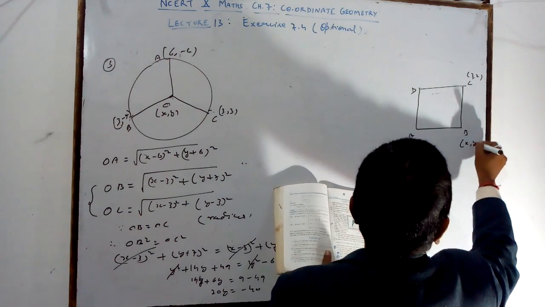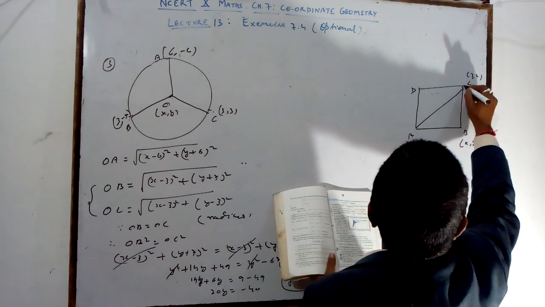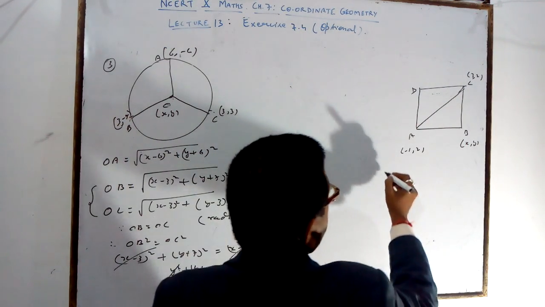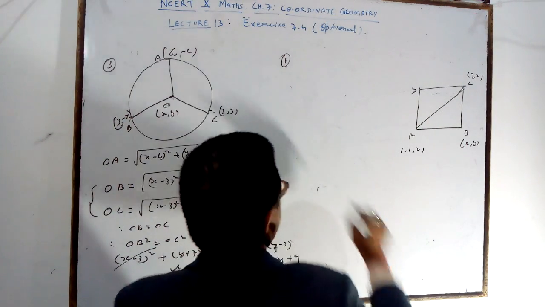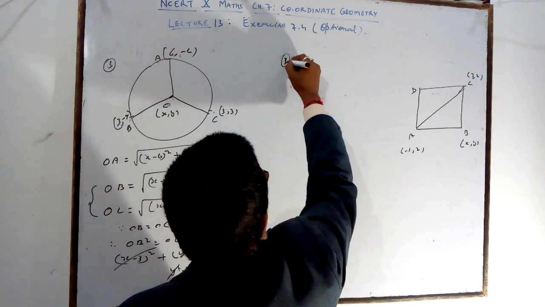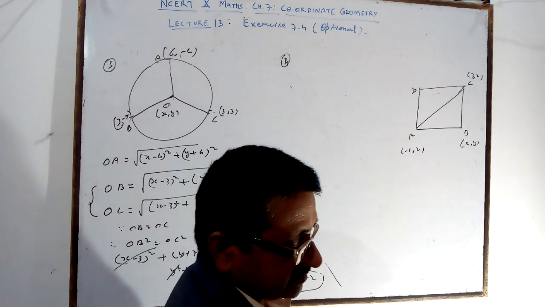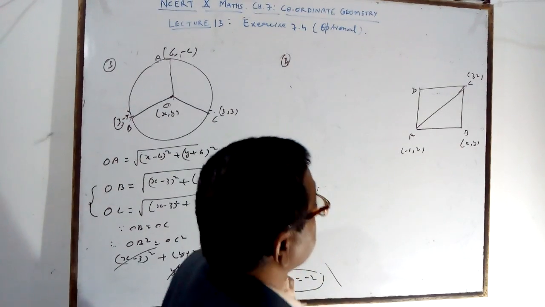So it is (x, y), and you find it by this. By Pythagoras, you first find AC. Question number 4, which you are seeing: you want to find the coordinates of the other two vertices. You will apply the same thing here.